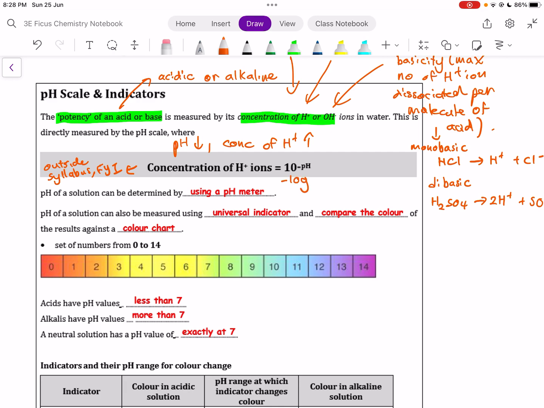Sometimes if you take chemistry at a higher level, it will tell you negative log. This is a symbol for the concentration of H plus. The pH equals the negative log of the concentration of your H plus.